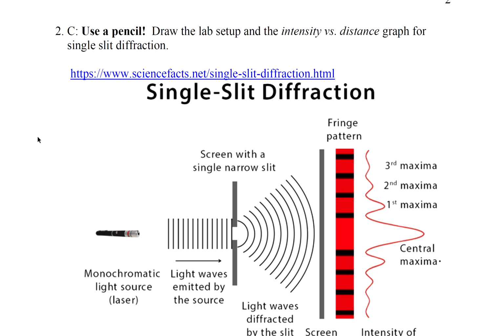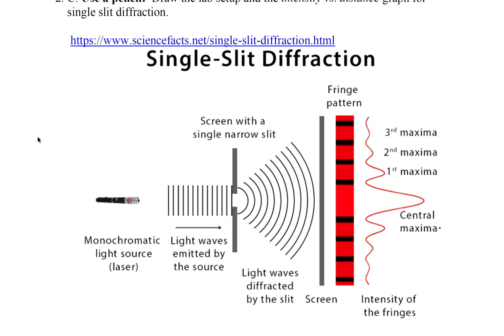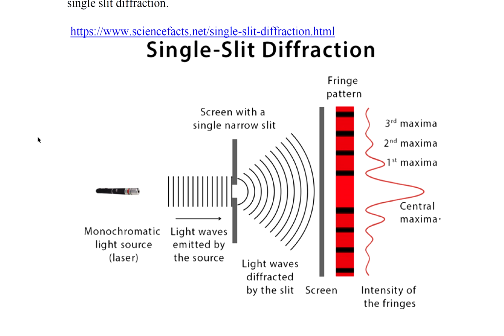Question 2. Draw the lab setup and the intensity versus distance graph for single slit diffraction. So here we have a laser on the left. It emits monochromatic light, meaning one wavelength. We could see the wavelengths, and then we could see the single slit. Then we could see the diffraction of the light which passes that single slit.